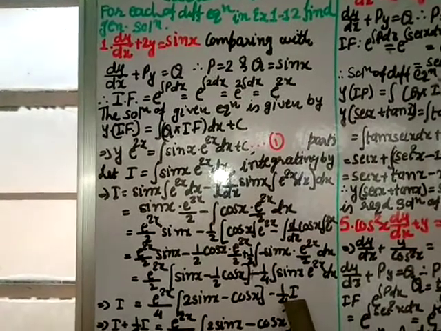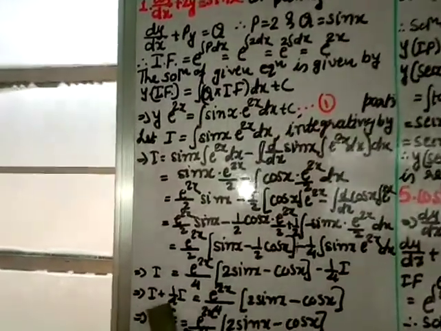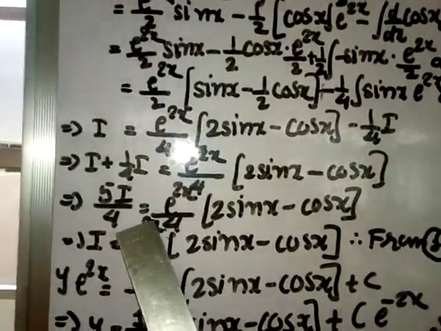So I have written 1/4 into I. And this I will transfer over here, so it becomes I plus 1/4 I equal to e^(2x)... I am taking the LCM here. So 2 sin x minus cos x, and this 2 denominator I am bringing and multiplying with 2, so 4. And here this I have transferred here.